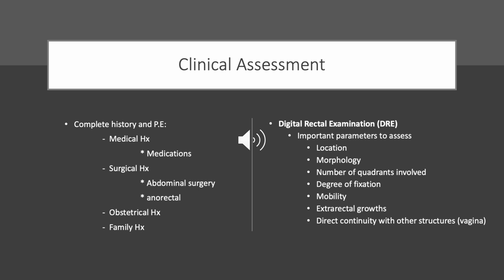Doing a digital rectal examination is very important to note the sphincteric function of the patient as well as the pelvic floor function or the presence of anorectal masses, and to assess the location of the mass, the morphology, the number of quadrants involved, the degree of fixation against the bowel wall, its mobility, and extrarectal growth involved in the tumor, or whether there is any direct continuity with other structures, such as, for example, the vagina, which is involved by the tumor.